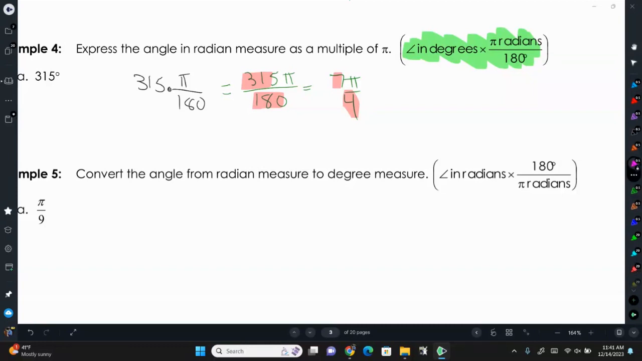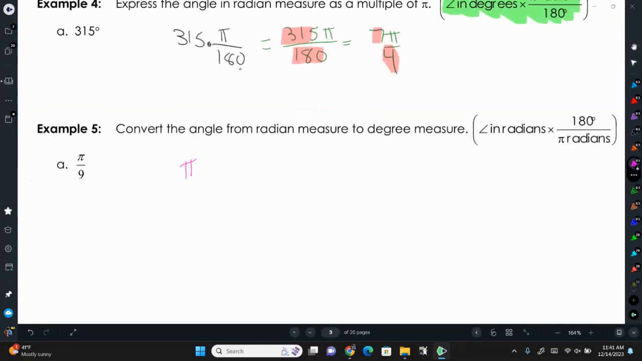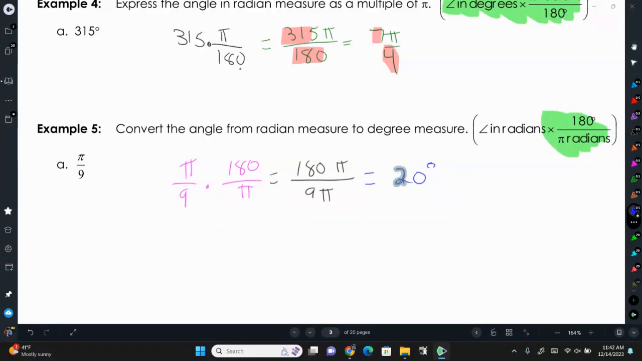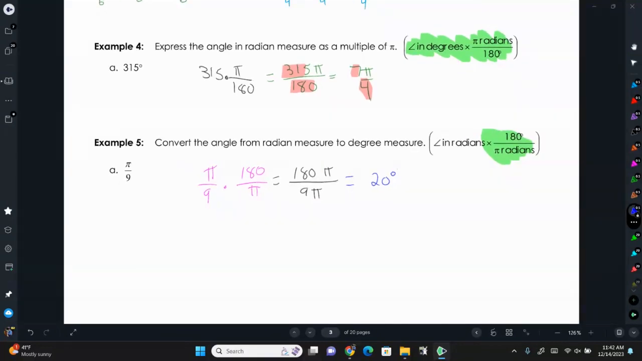Now going in the other direction, we would multiply by the same conversion factor but flipped. So 180 over pi. So we would have 180 times pi over 9 pi. The pi's would cancel, and then 180 divided by 9 is 20 degrees. So the main idea from this is to just understand the idea of angles in radian measure and how they're interchangeable with each other.